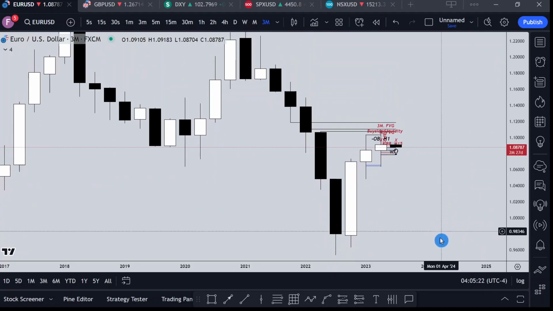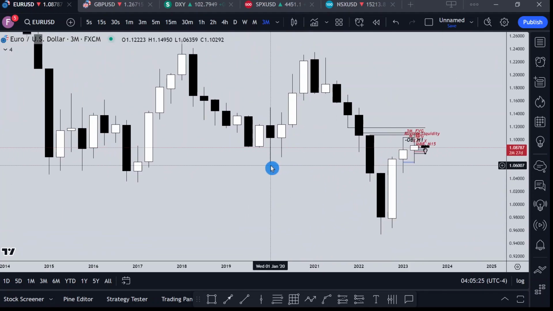And on the 3-month time frame, we know that we are bearish. We have a shift in market structure down here after a failure swing here. So shift in market structure here. So we are bearish here. Price has traded into premium PDRA. That's the premium 3-month fair value gap.